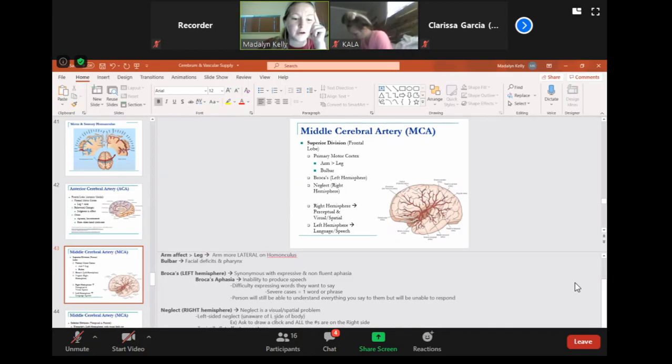Left-sided neglect, you're unaware of the left side of your body. Okay? So if someone asks you to draw a clock, all the numbers are going to be on the right side because the left has been affected. You have that left neglect.